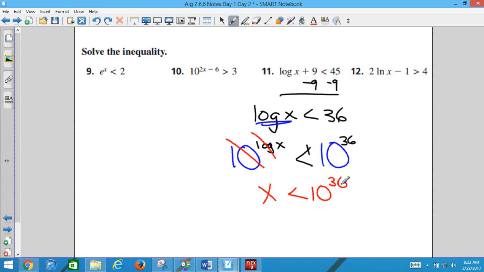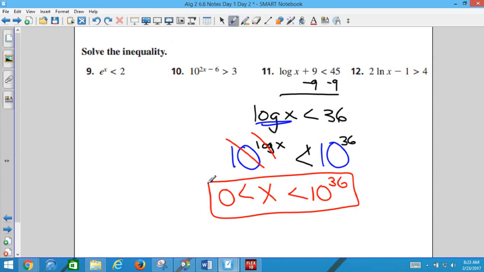Because x has to be greater than 0. And this says x is less than that number, but we have to say it also has to be greater than 0. Remember, that only happens when it's log.